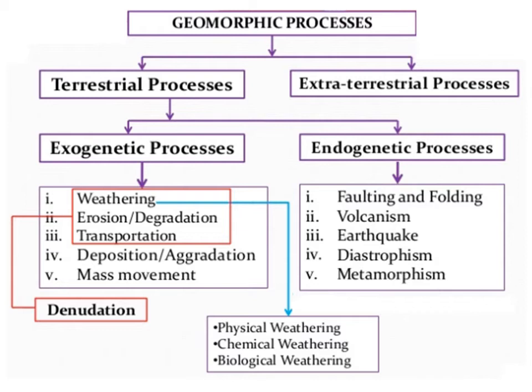The endogenetic processes, as the name suggests, endo means inside the earth. So the processes that occur inside the earth, that is subsurface processes, and in this case it is mostly the tectonic processes under high pressure and temperature conditions inside the earth. These processes also affect the superficial features of the earth, such as faulting and folding, volcanism, earthquake, diastrophism, and metamorphism. So all these endogenetic processes may also affect the superficial landforms.